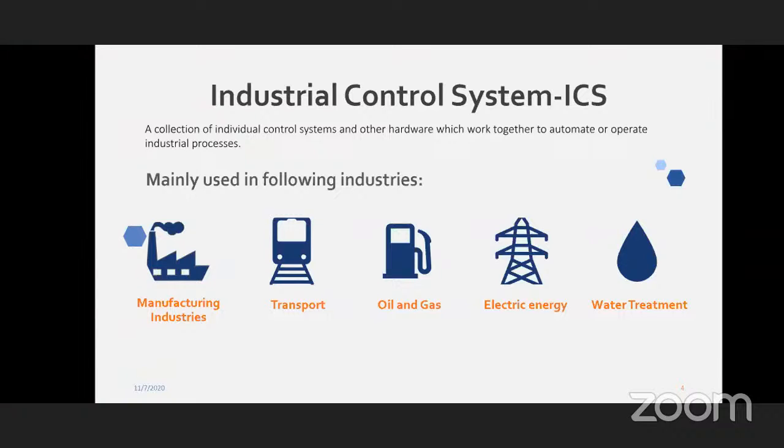What is an Industrial Control System? Industrial Control System, or simply ICS, refers to a collection of individual control systems and other hardware which work together to automate or operate industrial processes. ICS are found in various industries. A few of them are manufacturing, transportation, oil and gas refineries, electric power grid, as well as the water and wastewater treatment industry. Each of these industries will utilize ICS that are tailored for their specific processes. The goal of ICS is to make daily operations more efficient and autonomous with minimal input from human workers.